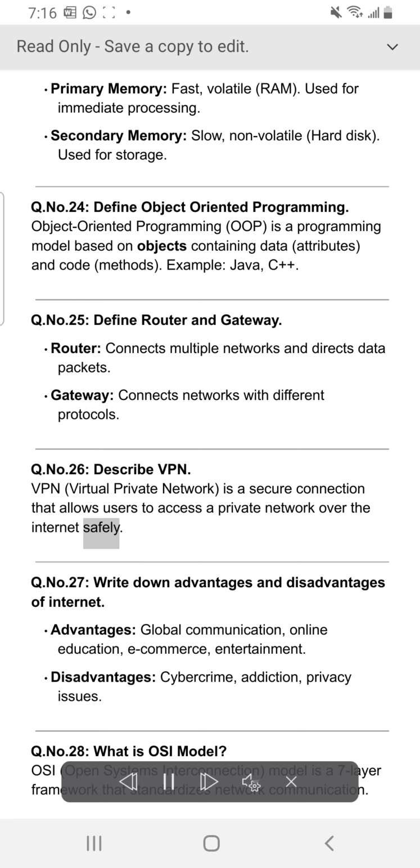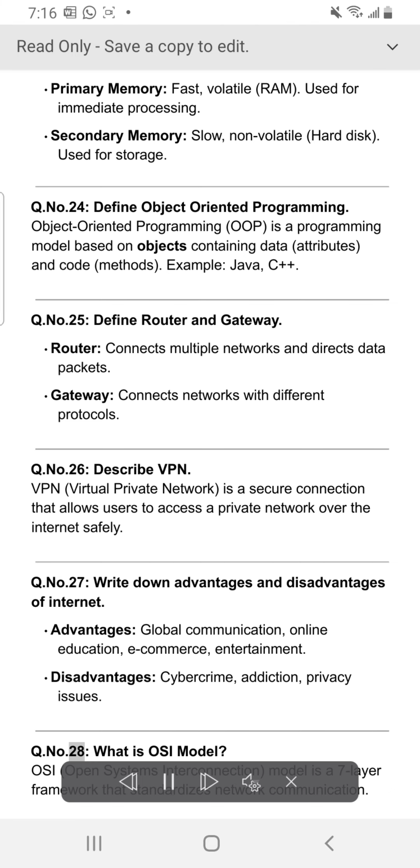Number 27, write down advantages and disadvantages of internet. Advantages: global communication, online education, e-commerce, entertainment. Disadvantages: cybercrime, addiction, privacy issues.